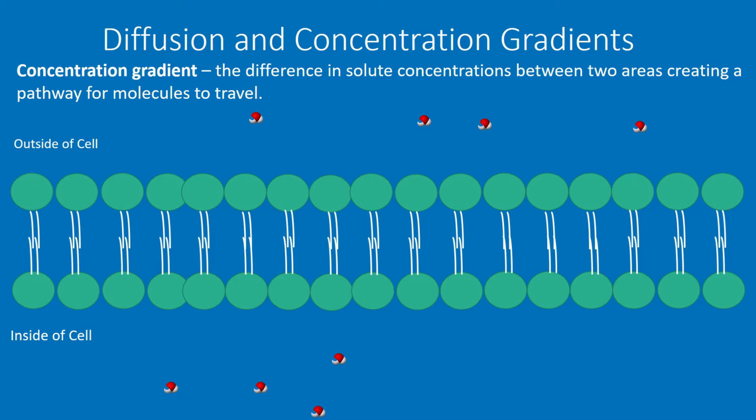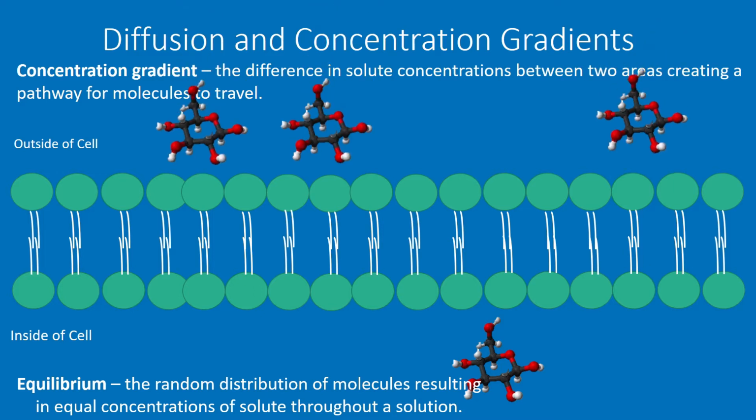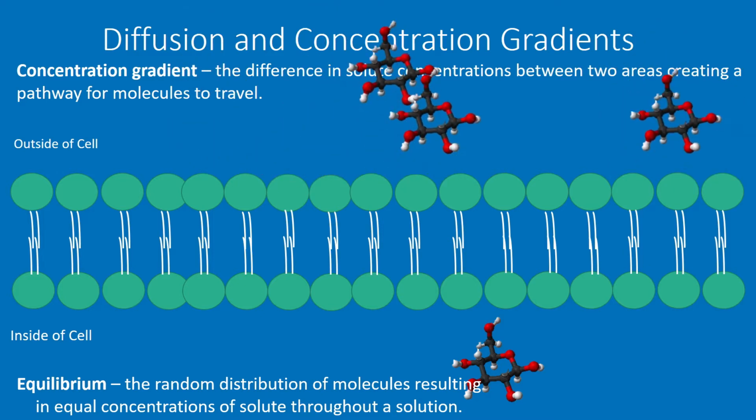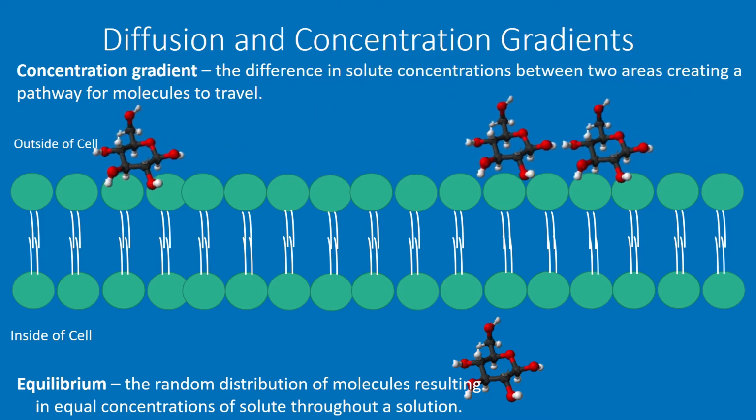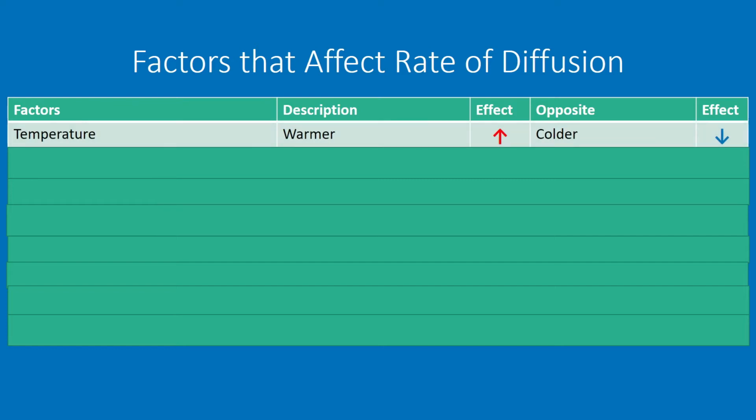There are many factors that affect diffusion, which I'll discuss next, but one example is size. Larger molecules, regardless of the concentration gradient that exists, still cannot pass through easily through the plasma membrane, simply because they just can't pass through the physical barrier. So here are some factors that affect the rate of diffusion. Temperature. Warmer temperatures tend to increase the rate of diffusion, while colder temperatures decrease it.